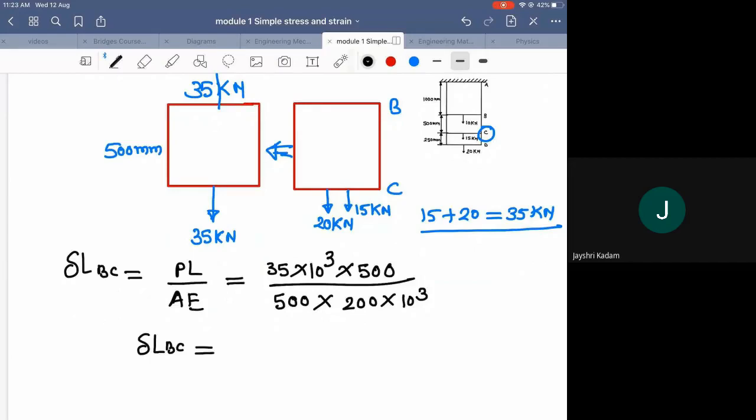So by this method, I can calculate the change in length of member BC, delta L for BC. What is this value? Can anybody calculate? 17.5. 0.175. This is the value, 0.175 mm. Change in length for member BC is calculated.